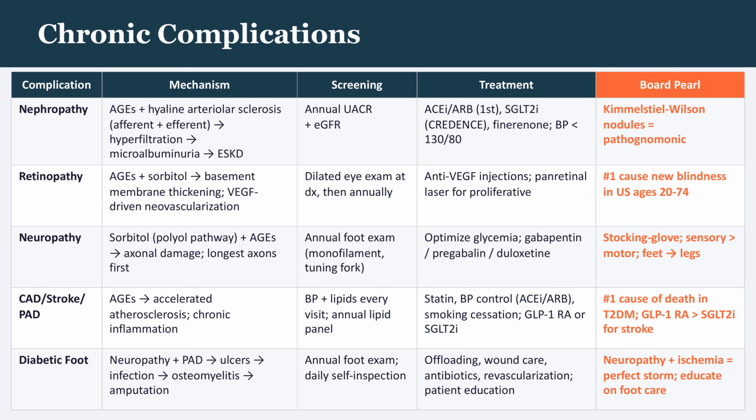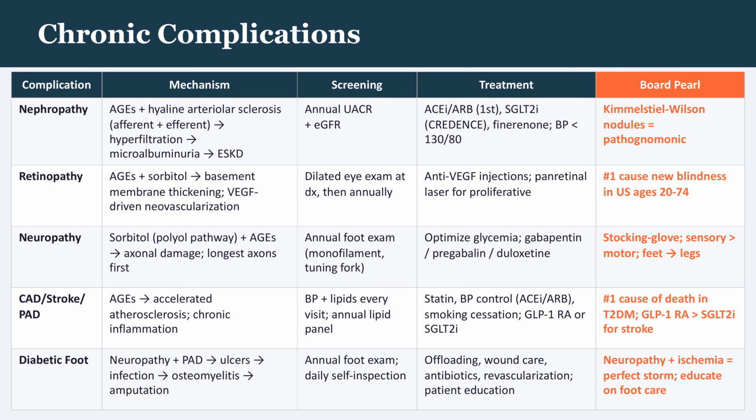Retinopathy is the leading cause of new blindness in people ages 20 to 74 in the United States. Screen at diagnosis with a dilated eye exam, then annually. Non-proliferative disease can be watched. Proliferative disease, where new fragile vessels grow, requires anti-VEGF injections or panretinal laser photocoagulation.